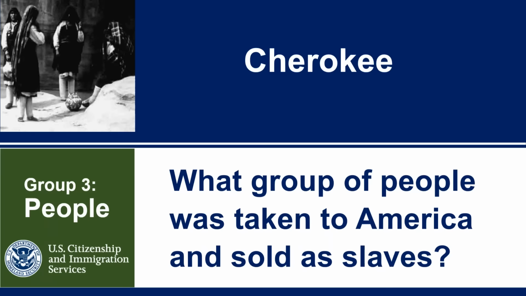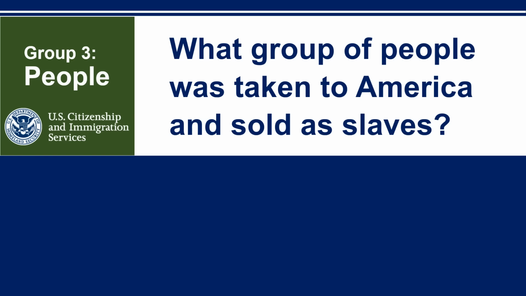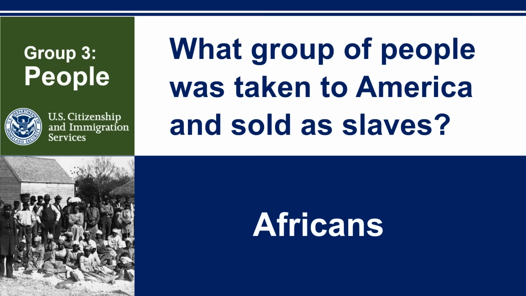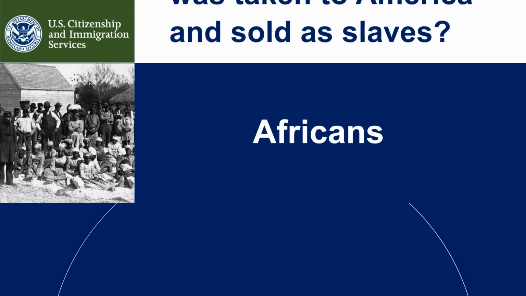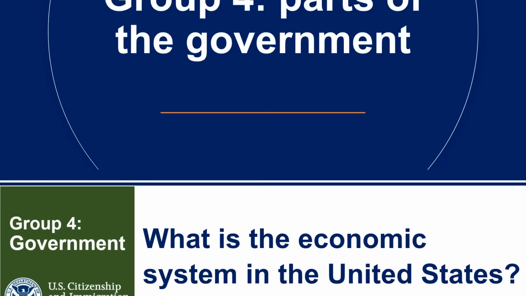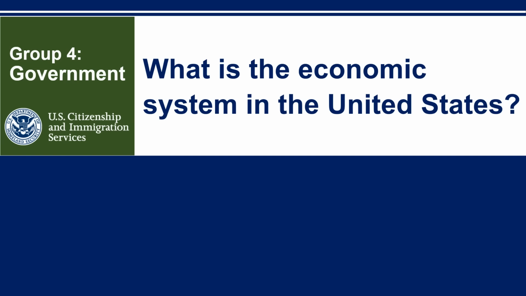What group of people was taken to America and sold as slaves? Africans. Group 4. Parts of the government. What is the economic system in the United States? Market economy.